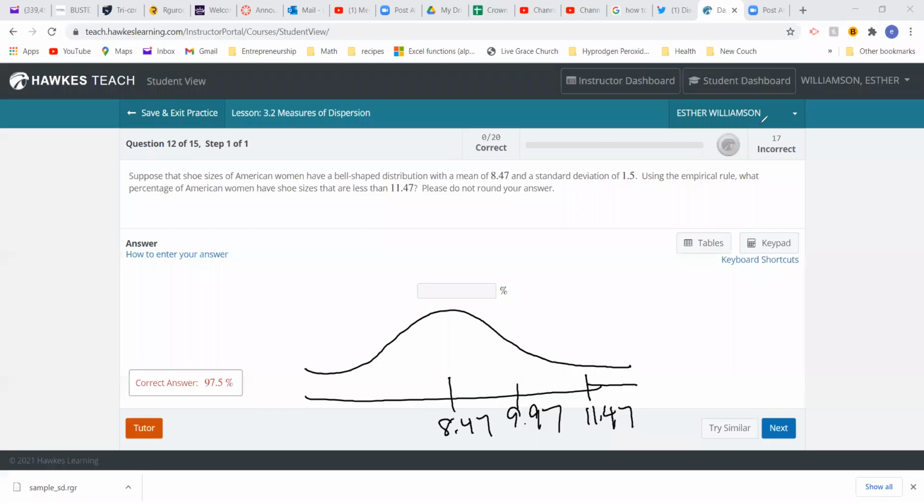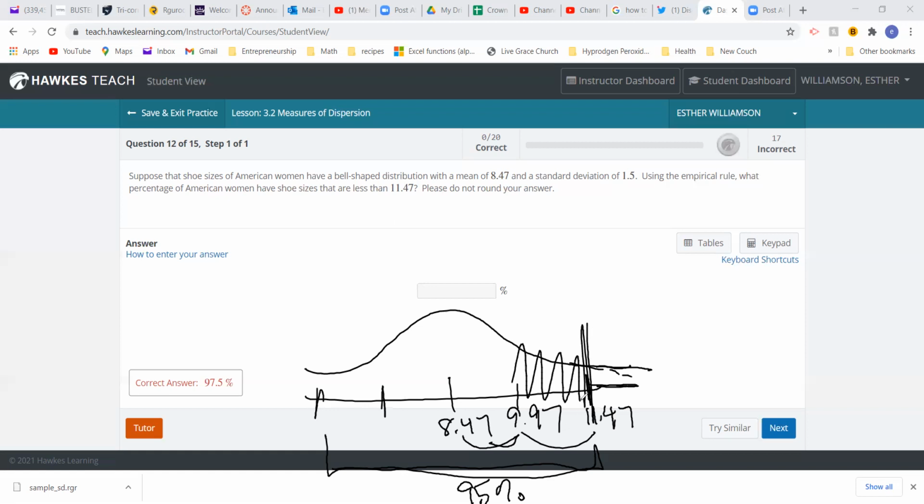So in this question, it's asking about a bell-shaped distribution, again, using the empirical rule. So the mean is 8.47 and the standard deviation is 1.5. So I drew, I'm getting sloppier and sloppier, but this is 1 standard deviation and this is 2. I just added 1.5 each time. And if I went down this way, remember that 95% of our data is within 2 standard deviations from the mean. So it's asking for less than 11.47.